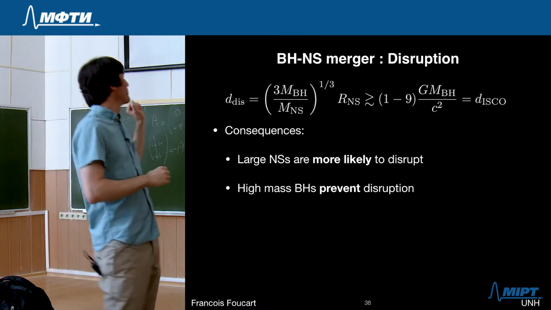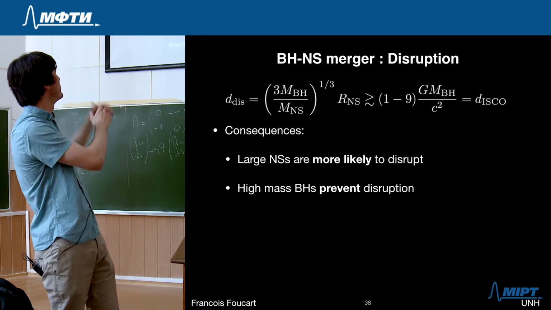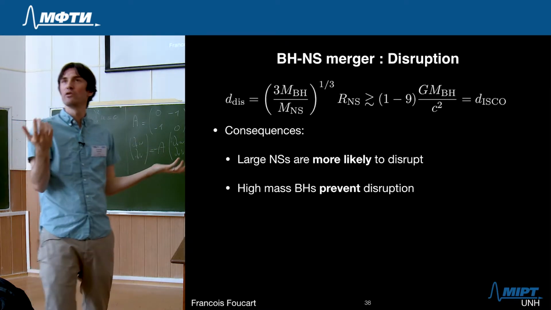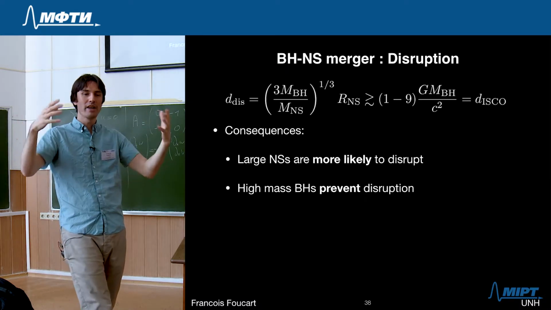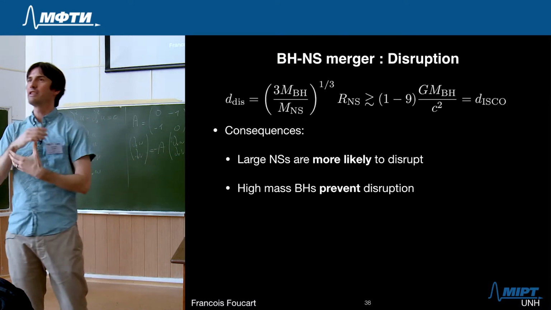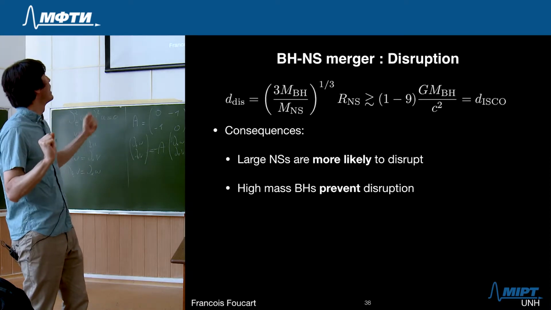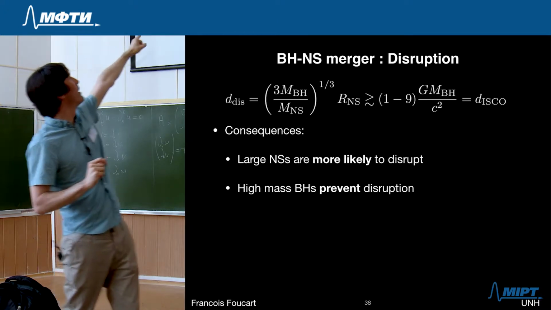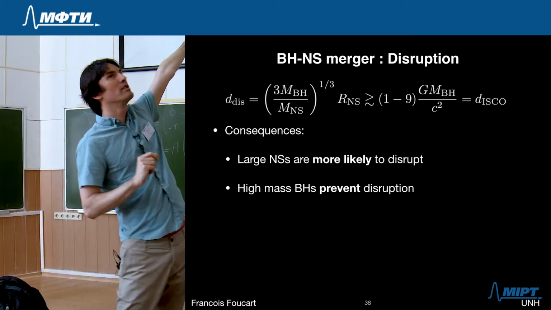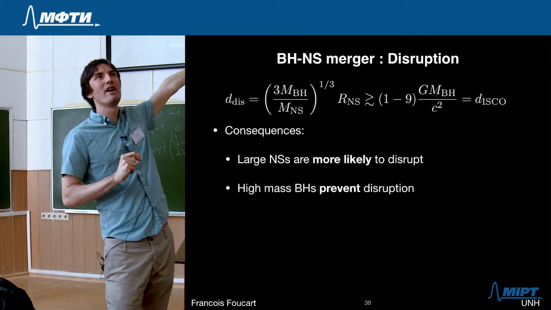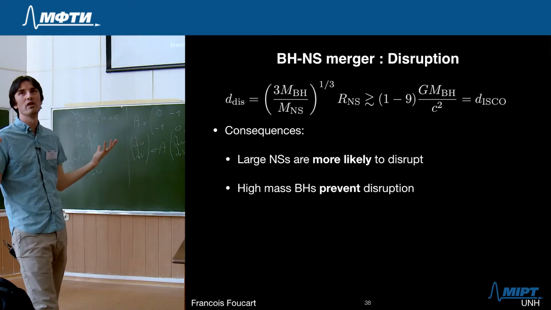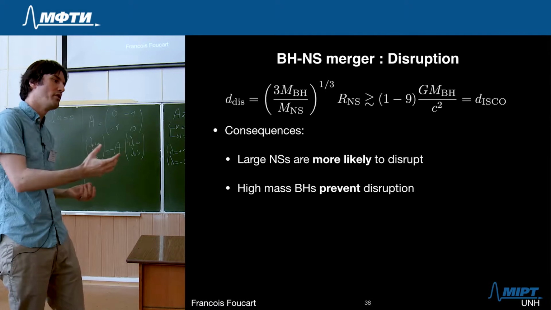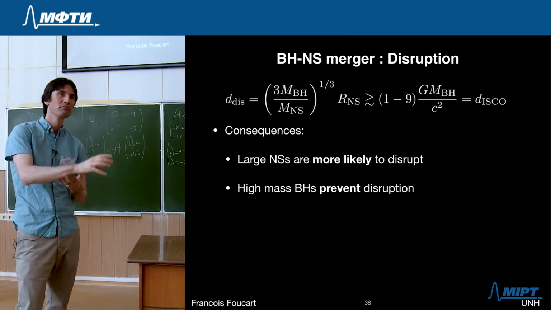And what we learned from this comparison between the disruption radius and the ISCO separation is that, not surprisingly, it's easier to rip apart a big neutron star. It is not as tightly bound. So a big neutron star is easier to destroy. You can see that the mass of the black hole comes to the 1/3 power in the disruption radius, but the ISCO scales linearly with the mass of the black hole. And so if you have a high mass black hole, you are less likely to disrupt the neutron star. If you want to disrupt the neutron star, you are better off having low mass black holes.